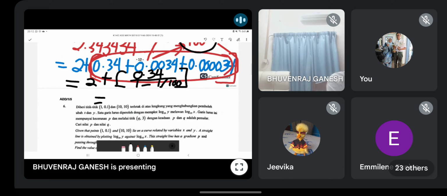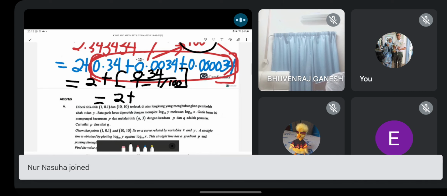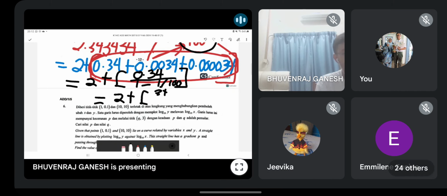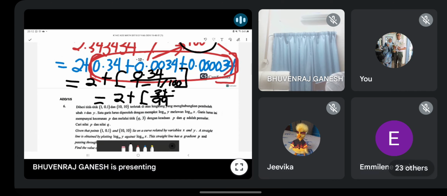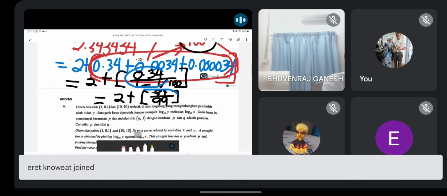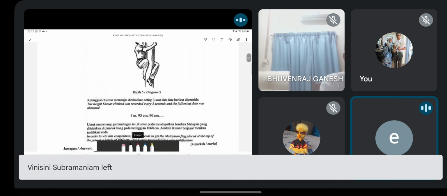You will get equal to 2 plus 34. Let me count: 34 over 99. This is the answer for this one. 34 over 99. So guys, if you refer back.